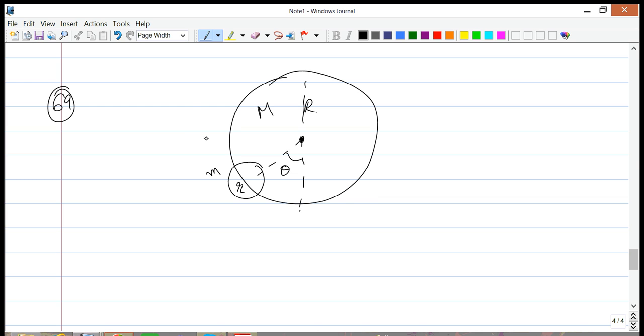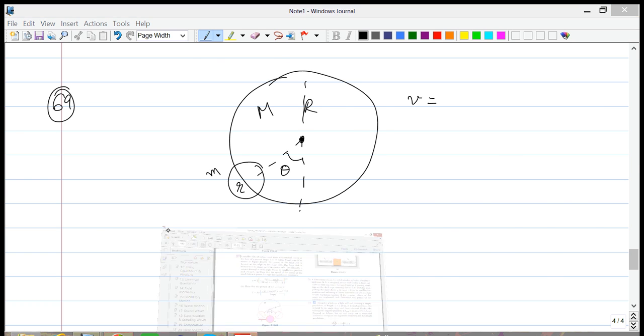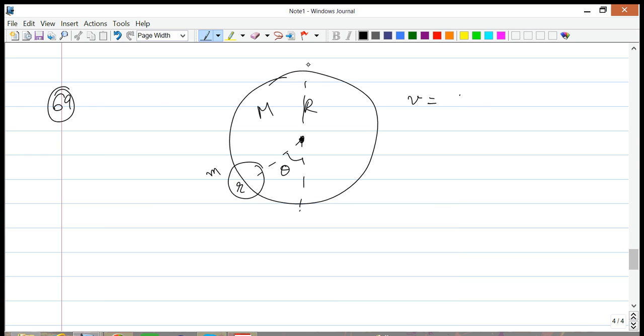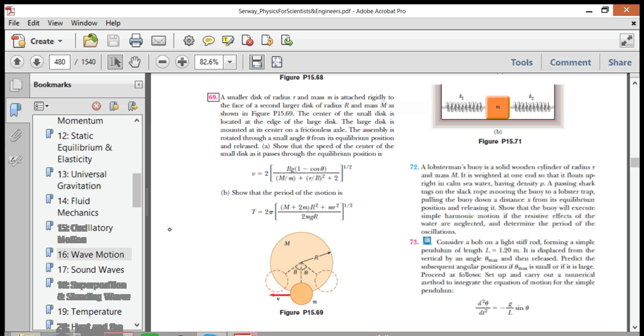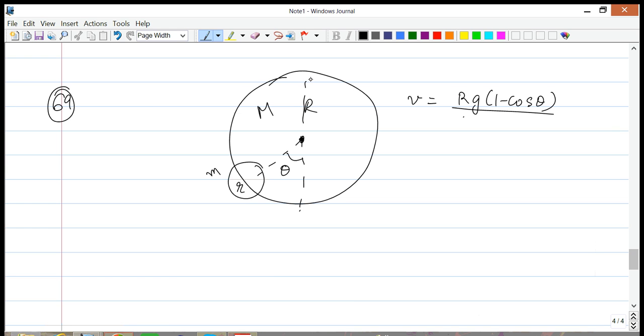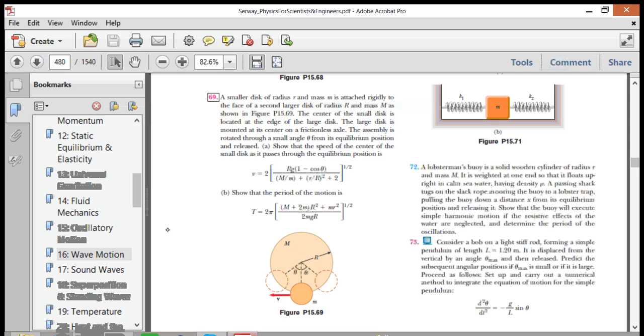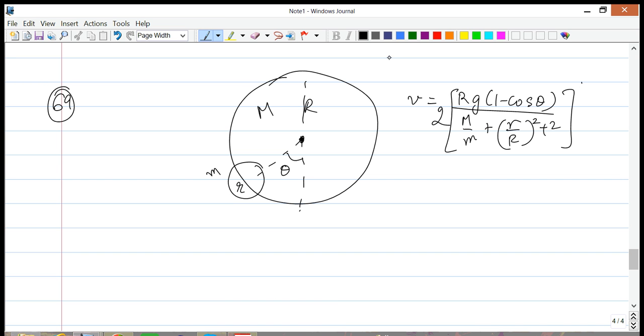It is released, and we need to figure out what the speed is at the bottom. We have to show that the speed v is some expression, which looks like R g times 1 minus cosine theta divided by M over m plus r over R square plus 2, all this multiplied by 2 and to the power half. So we have to show all this.